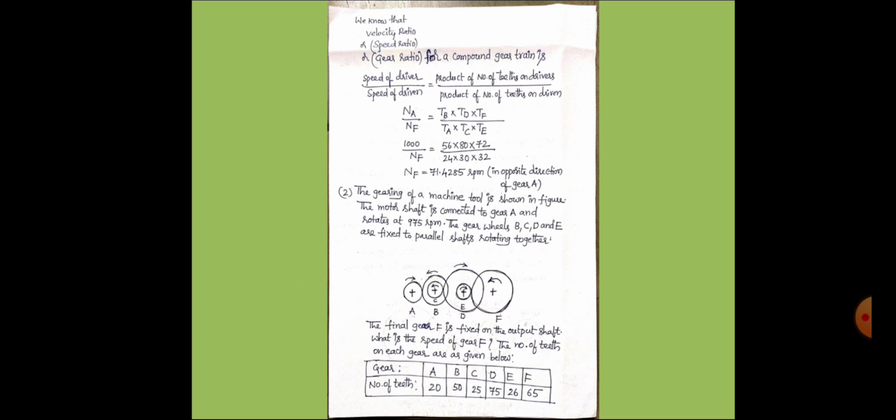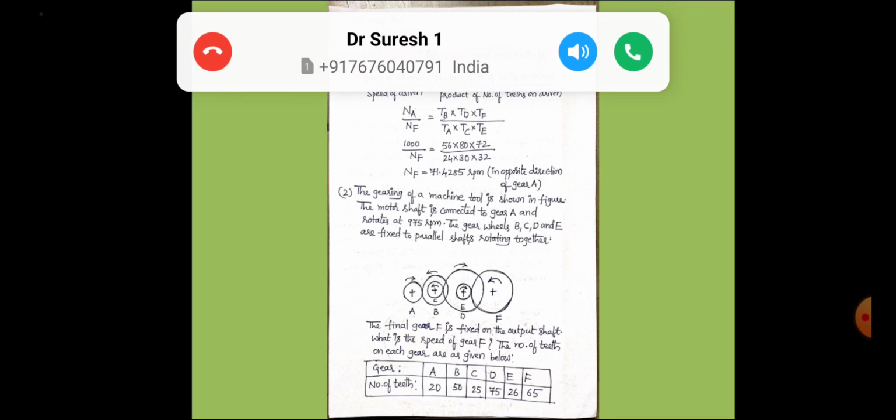So similarly, second problem. If I read the statement, the gearing of a machine tool is shown in figure. So this is the diagram. The motor shaft is connected to gear A and rotates at 975 RPM. The gear wheels B, C, D and E are fixed to the parallel shafts rotating together. The final gear F is fixed on the output shaft. What is the speed of gear F?